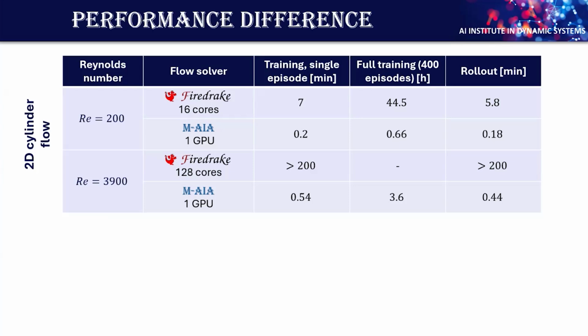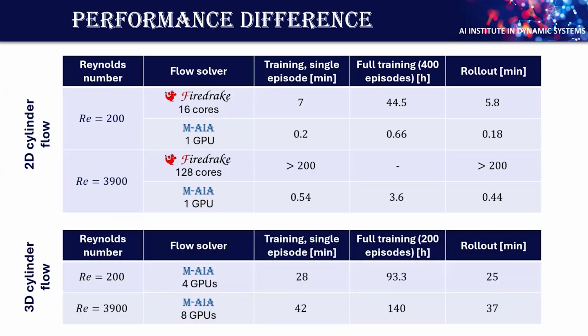So for FireDrake on 128 cores, one episode takes more than 3 hours, which basically means that we can't really train it efficiently for a couple of hundred episodes, which are typically required by reinforcement learning. While Maya only needs something like 36 seconds for one episode or 3.5 hours for an entire training schedule. And also for the three-dimensional flow at a Reynolds number of 200, we use 4 GPUs for the flow environment computation and need something like 28 seconds and a couple of days overall.